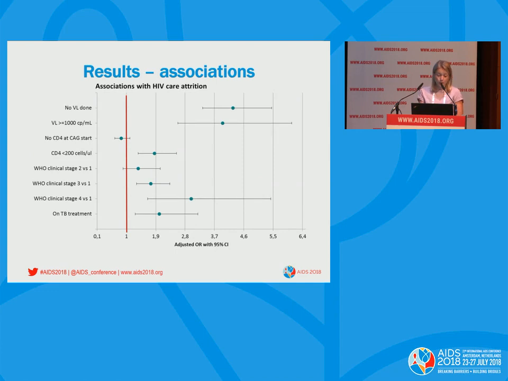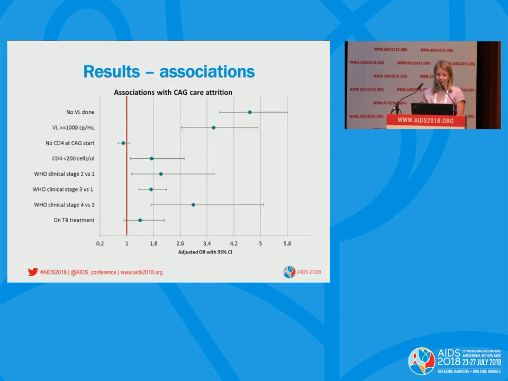As you can see on this graph, of the associations analyzed, most were associated with attrition from HIV care, with viral load not done and high viral load being the most significantly associated. Also, 15% of all patients joined GAG with CD4 below 200. These patients were also at higher risk of becoming lost to follow-up or dying.